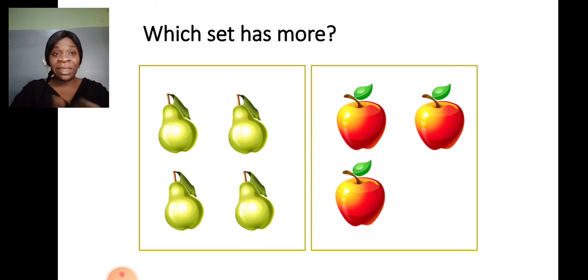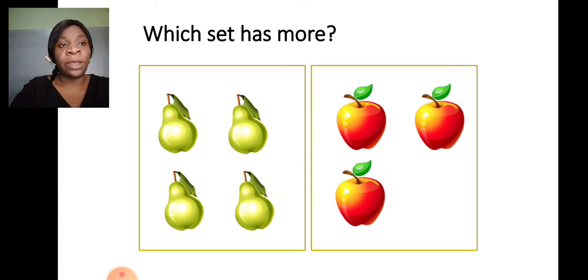Okay, let's take a look at these two sets of fruits. On one plate we have some pears, and on the other we have some apples. Now, tell me which set has more fruits? Is it the pears or is it the apples? Do you know that we can find which set has more or less by counting?